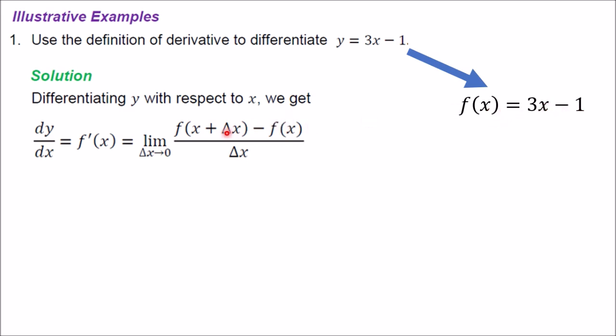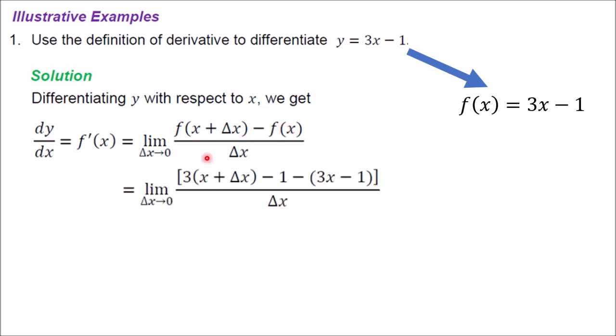Okay? Itong f of x plus delta x, whenever there is an x in the function, papalitan natin yung x na yan ng x plus delta x. Yan ang ibig sabihin nito. And then all over, constant itong delta x. I mean, hindi constant, but we don't have to change this. Ang papalitan natin is itong x plus delta x at saka itong f of x. Okay, now, let's proceed. Ito na.